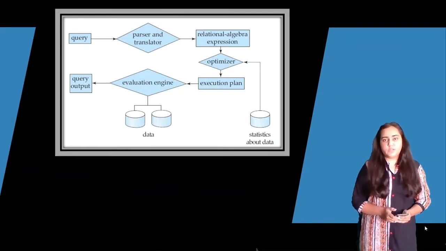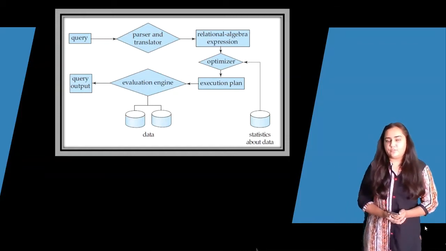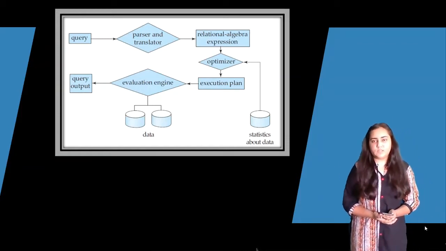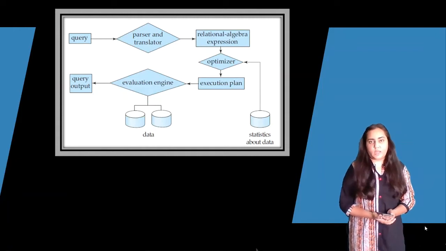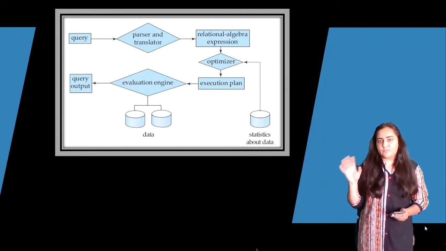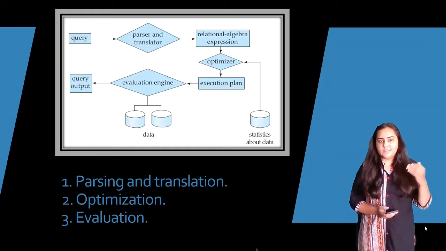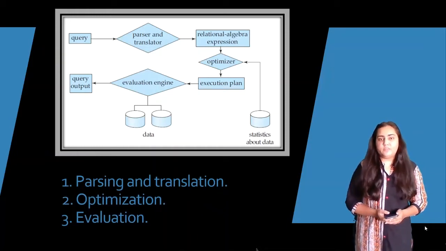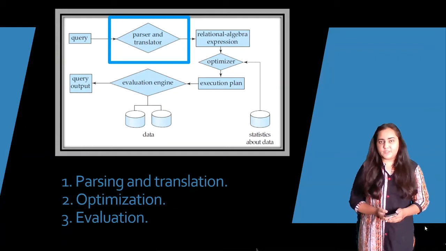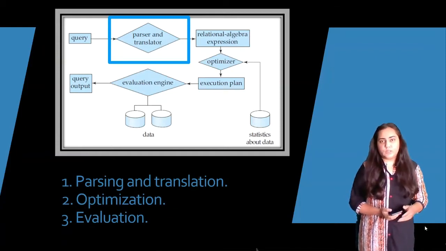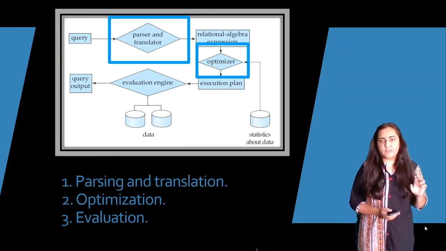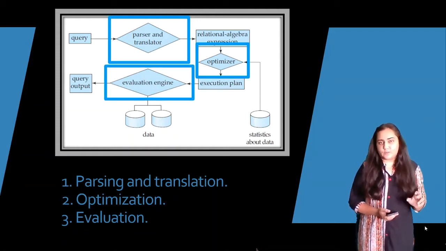What you see on your screen right now is a diagram of query processing. So this is how query processing works. And you can see there are several steps of the process. And this whole process is what I'm going to explain in this video. So it is divided into three parts. The first one is called parsing and translation. So that's your first phase. The second phase is optimization. And the third phase is evaluation.